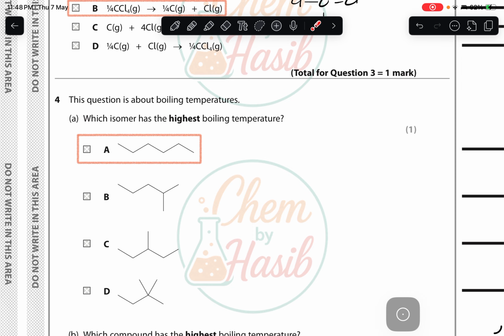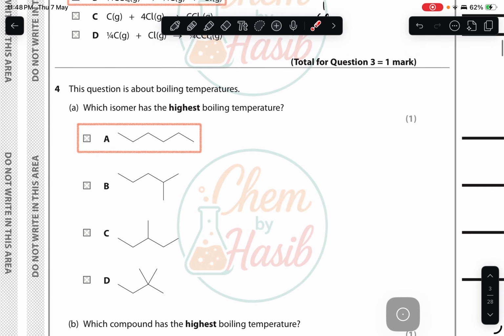All the compounds, I think, contain the same number of carbon atoms. 1, 2, 3, 4, 5, 6. All the isomers here contain the same number of carbon atoms. So they have the same number of electrons, but they have different surface area, because compound A is unbranched, the other compounds are branched, right? And that is why A has the highest boiling temperature.